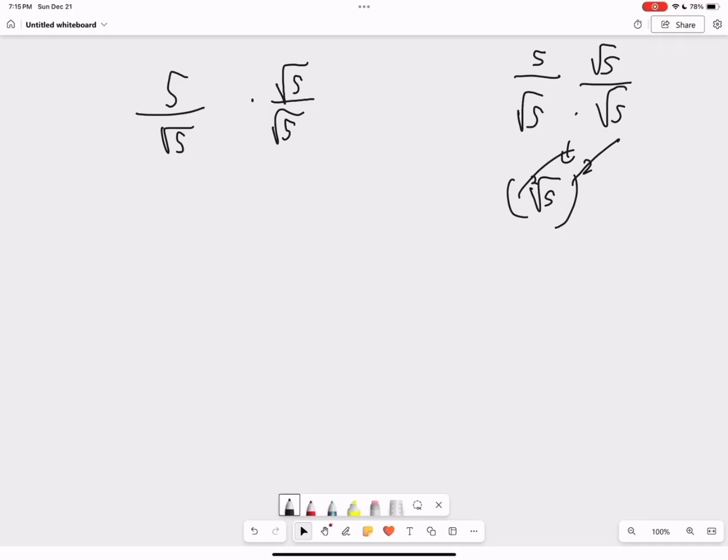Now it becomes 5 times the square root of 5 divided by 5. Now we can divide because the 5 is a common factor. You can always cancel out when it's multiplication. When it's addition, don't cancel out. But when it's multiplication like this, you can cancel out. So now the answer just becomes the square root of 5.